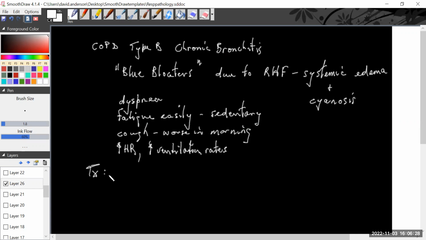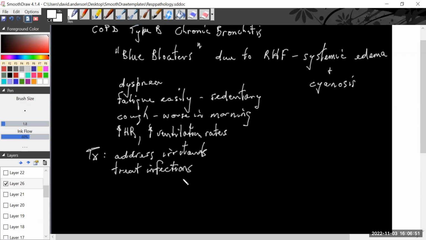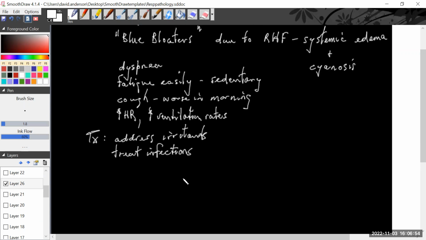So how do we fix it? We have to address, again, the cause, which in this case is the irritants. If they're a smoker, you've got to get them to stop. They probably won't very easily, because this is a gradual onset. They've had a long time to recognize that something isn't right. So not always are they going to listen to you just because you tell them what's best for them.